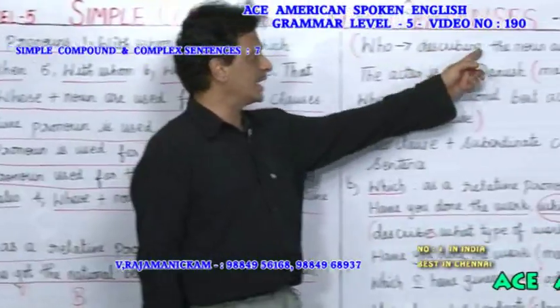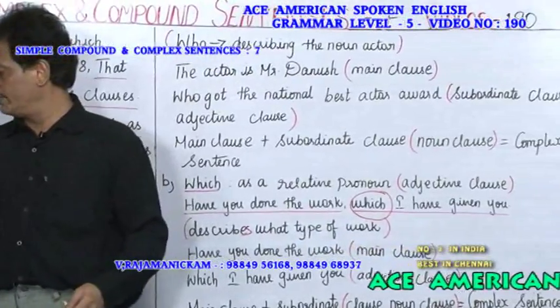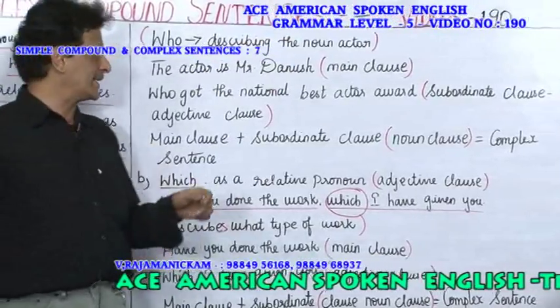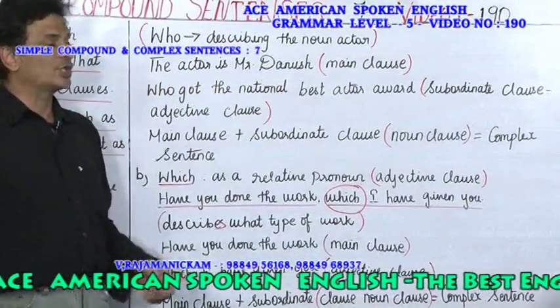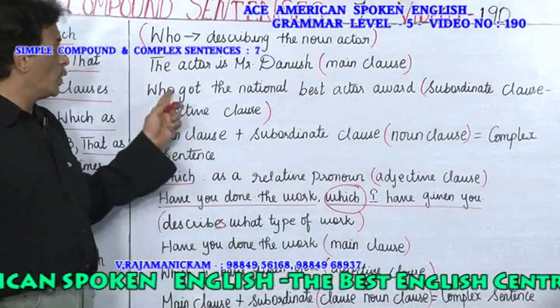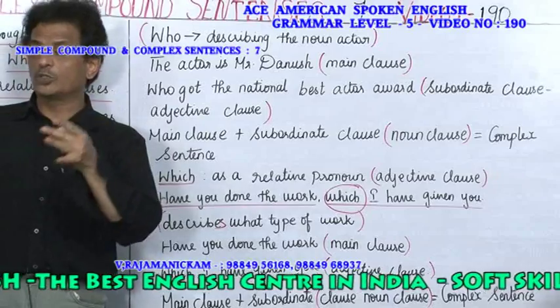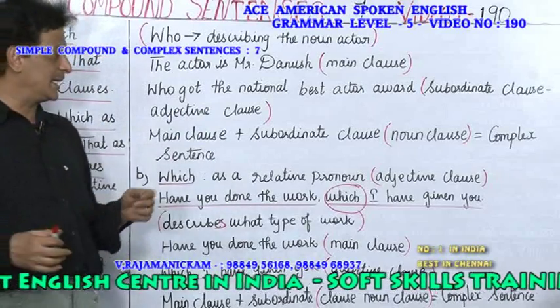இங்கே பாருங்கள், who describing the noun actor. இந்த who என்பது விவரிக்கிறது அந்த நடிகனுடைய டேலண்ட்ஸை பற்றி. Describing the noun actor. The actor is Mr. Dhanush. இது மூல வாக்கியம், மெயின் சென்டென்ஸ். Who got the national best actor award, சபார்டினேட் கிளாஸ், அட்ஜெக்டிவ் கிளாஸ். அது துணை வாக்கியமாக வருகிறது.